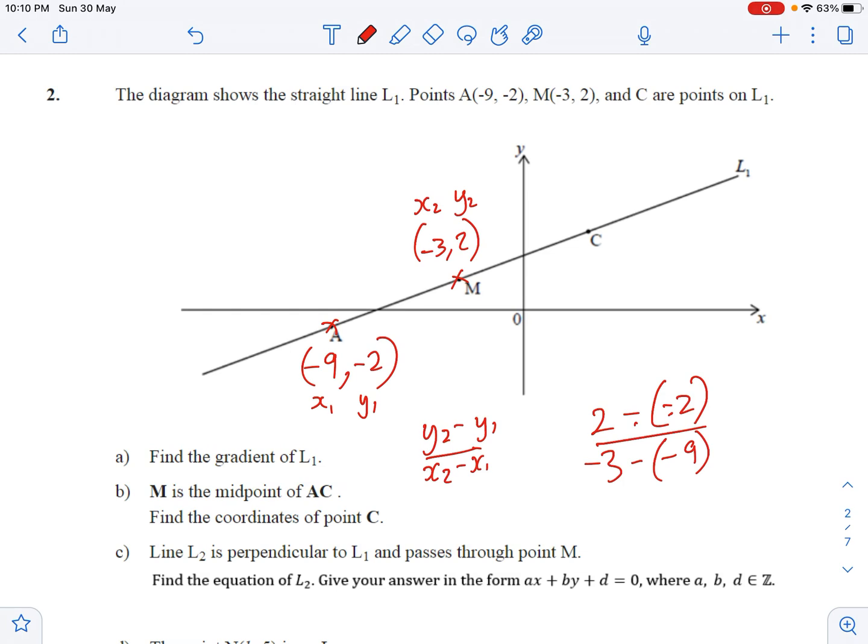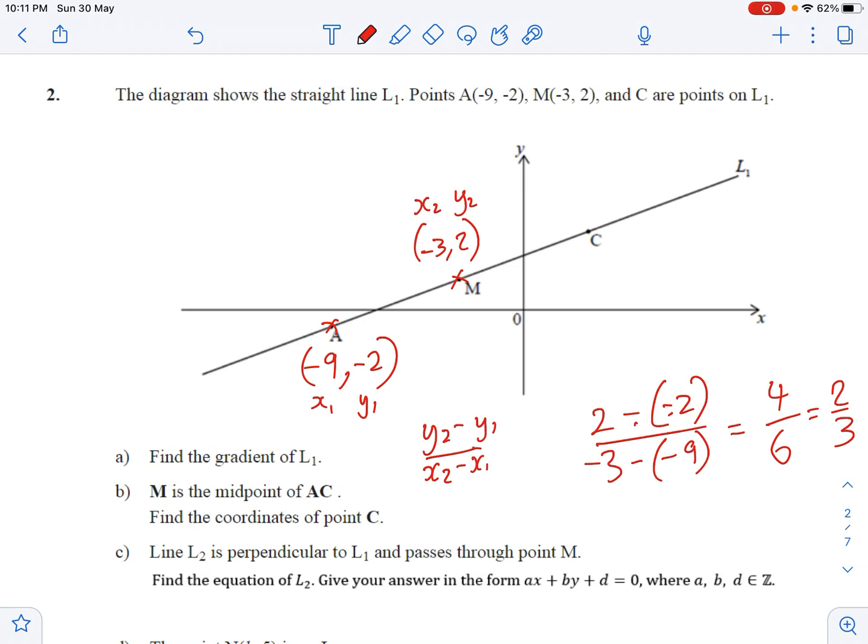So 2 minus -2 is 4. 3 minus -9, that's like 3 plus 9, which is 6. And 4 up over 6 is the same as 2/3. So the gradient is 2/3. All right, now we've got a tricky one.